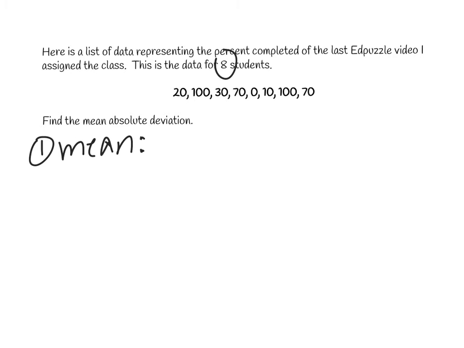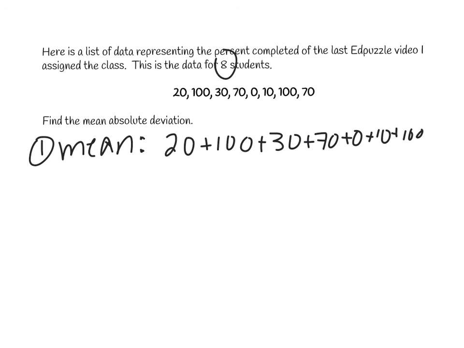Okay, all right, so I'm going to add all these together. 20 plus 100 plus 30 plus 70 plus 0 plus 10 plus 100 plus 70, and then I'm going to divide them all by 8. And remember, if you're putting that in a calculator as all one problem, you need parentheses around here so the calculator adds everything and divides the sum by 8. Otherwise, it will only divide the 70 by 8, and you're going to get a weird number.